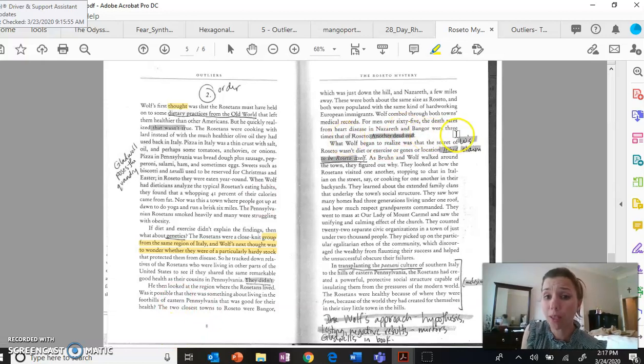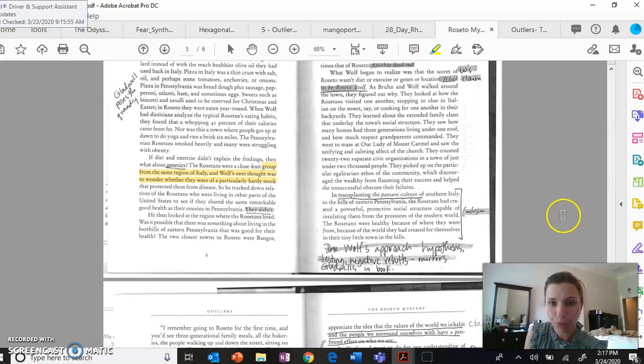What Wolf began to realize was that the secret of Rosetto wasn't diet or exercise or genes or location. All right, going back through all of those and adding in a little polysyndeton, right? Sort of emphasizing all of those things that we might have thought would have been that. It had to be Rosetto itself. Who's W? That is Wolf. Wolf's claim there.